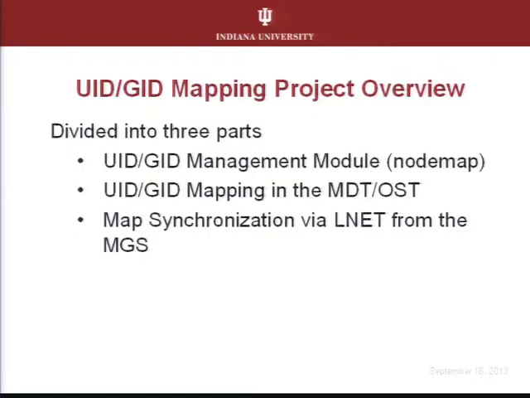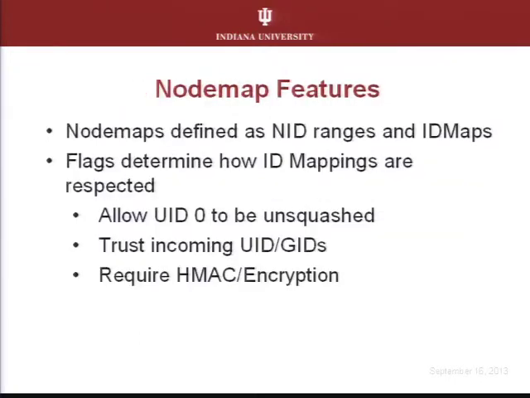My part of the project, the UID GID mapping, is divided into 3 parts. The first part is the UID GID management module, which we call node maps. Part 2 is UID GID mapping in the MDT and OST, to actually do the mapping of requests and responses to the canonical set. And part 3 is synchronization of the map from the management node, the MGS, to the MDT and the OSTs via LNet, so that you don't get a file system that's out of sync.